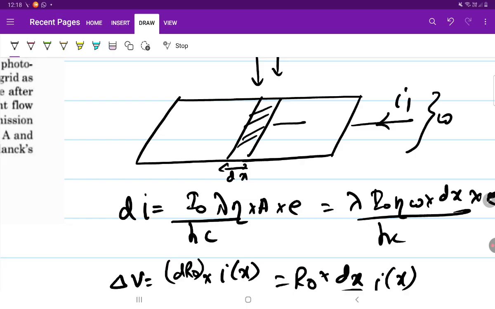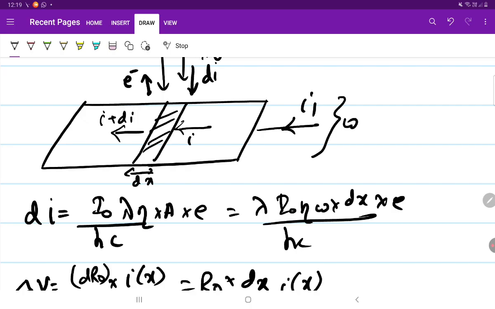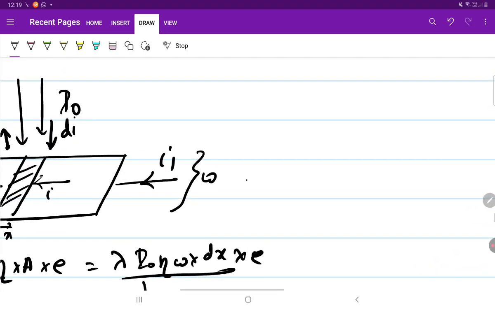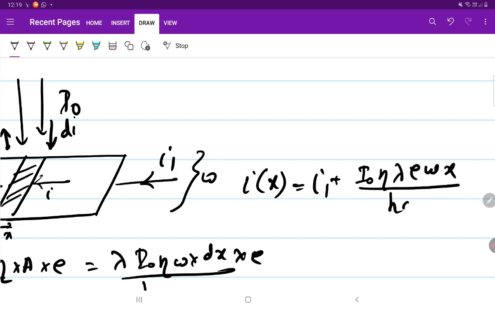Now suppose the current through this portion is I. As photocurrent generates, the electron flow will be perpendicular and outward. We know that the conventional current flow is opposite to the direction of electron flow. So we would assume a current dI flowing inside the plate, resulting in a current of I plus dI. So I can say dI is equal to I naught lambda eta e into w into dx by hc. So I can say I as a function of x is equal to I1 plus I naught eta lambda e w x by hc.